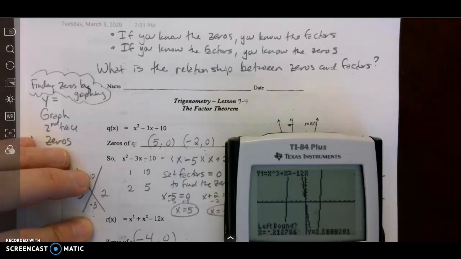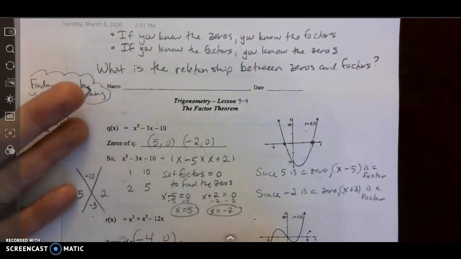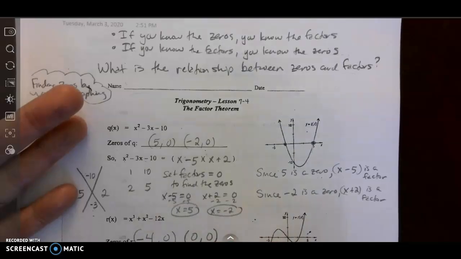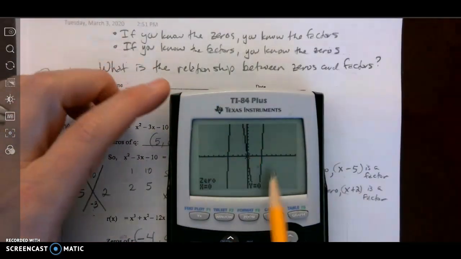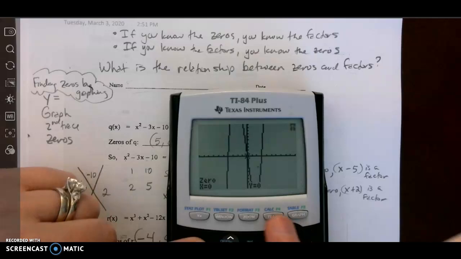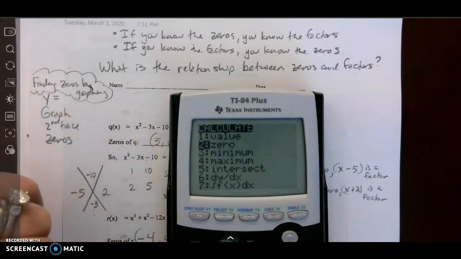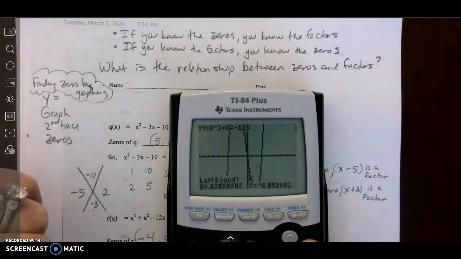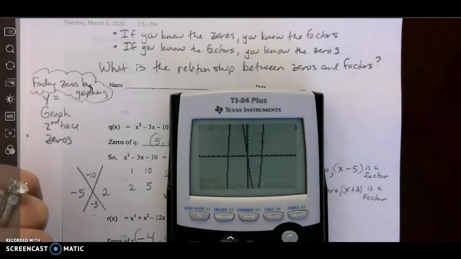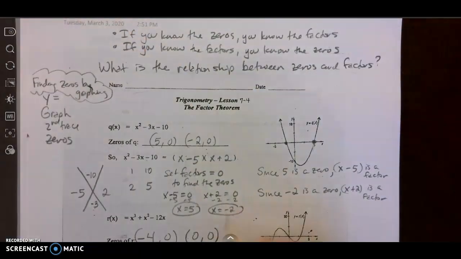There it is. It's left and above, right and below, and sure enough, it's 0, 0. And now I need to find this last one that's right there. So second trace, 0. Okay, I'm left and below, right and above, and I get 3, 0.